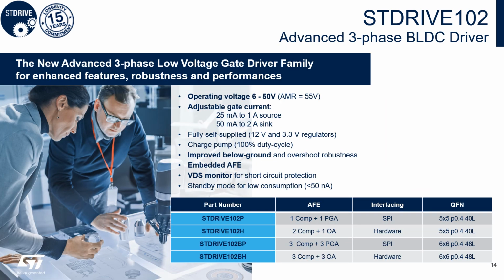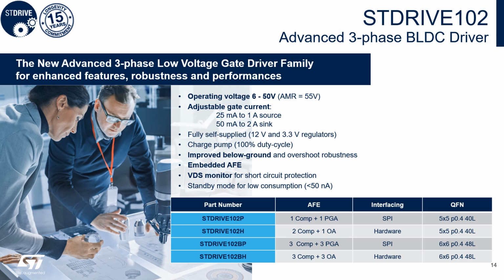The STDRIVE102 is a family of advanced triple half-bridge gate drivers with improved below-ground and overshoot robustness, with target applications such as power tools, e-bikes, portable vacuum cleaners, pumps, and other applications which are driven by a BLDC motor. The family can work up to 50 volt and have adjustable current for source and sink up to 1 and 2 amp.